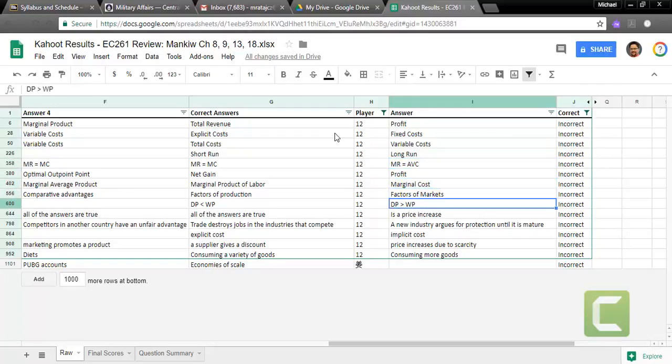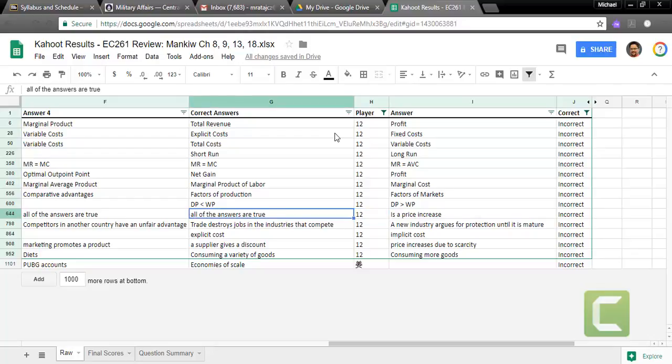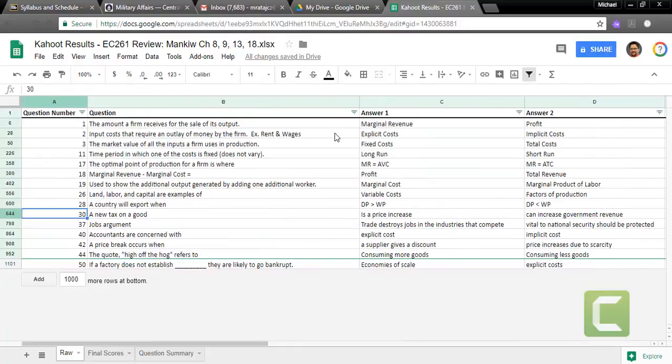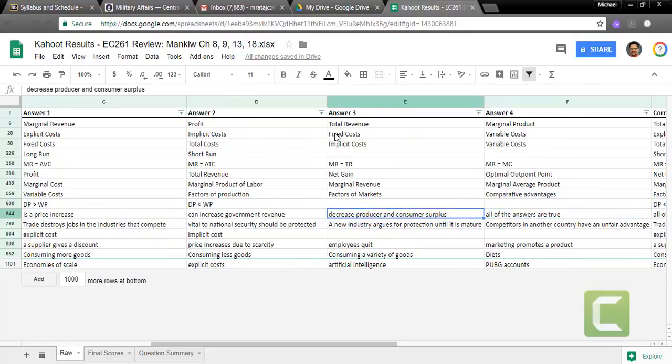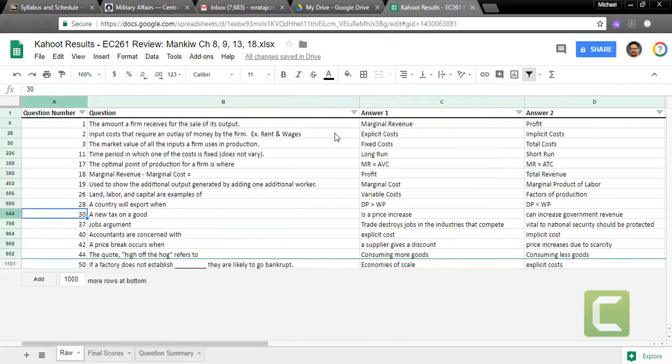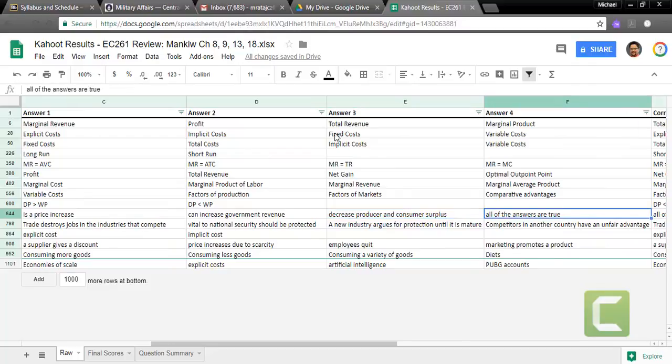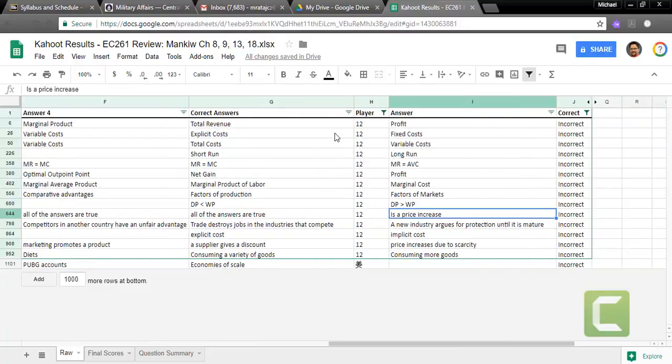Domestic price greater than world price, what happens? When we have a comparative advantage, do we export versus import? What is a tax? All the answers are correct. This one was kind of misleading because I had said during the question, think about the quote. So I think it led people to say it's a price increase. But actually, all of the answers were correct. So keep that in mind. You'll be in good shape for Thursday. Again, keep track of that math on that grid there.